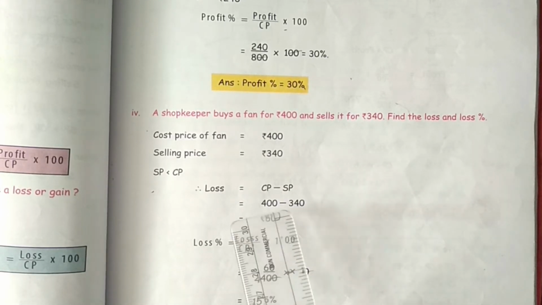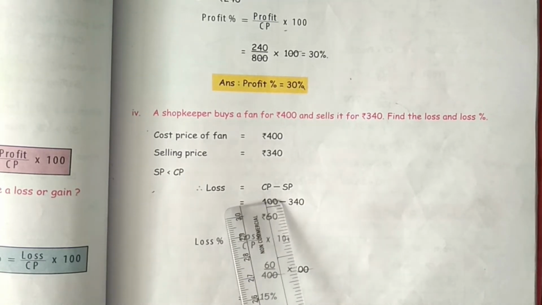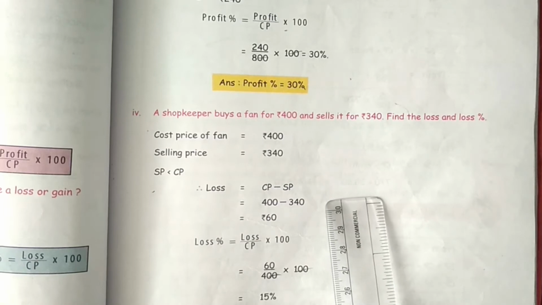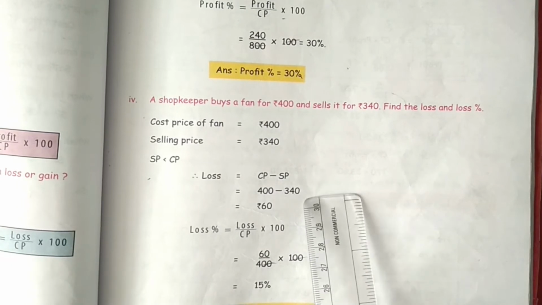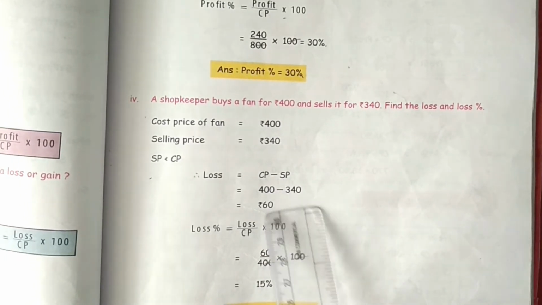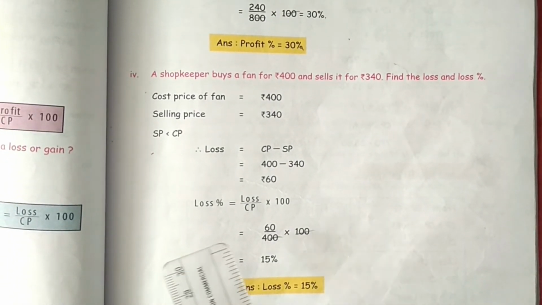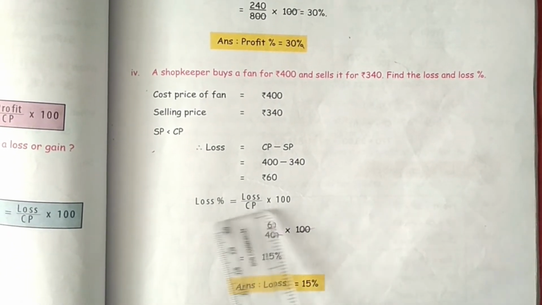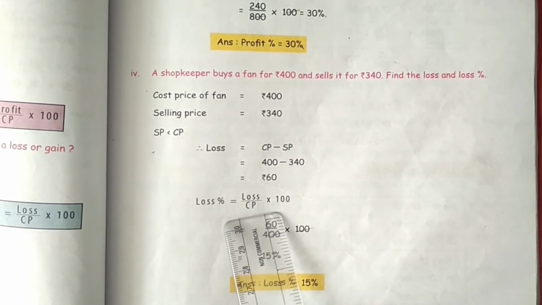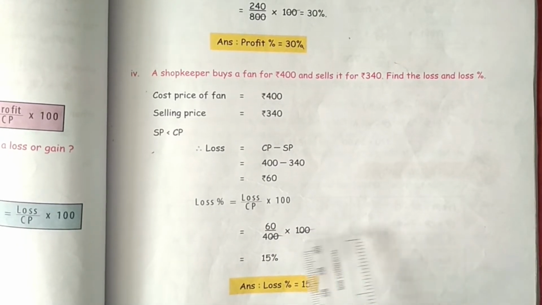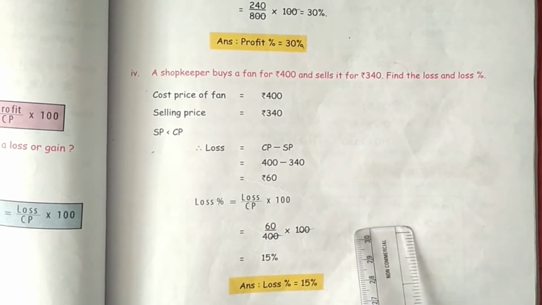Loss is equal to cost price minus selling price, right? So 400 minus 340 is equal to 60 rupees, which is the loss. Now, for loss percentage we have a formula. What is that? Loss percentage is equal to loss by cost price into 100. Now, 60 by 400 into 100.